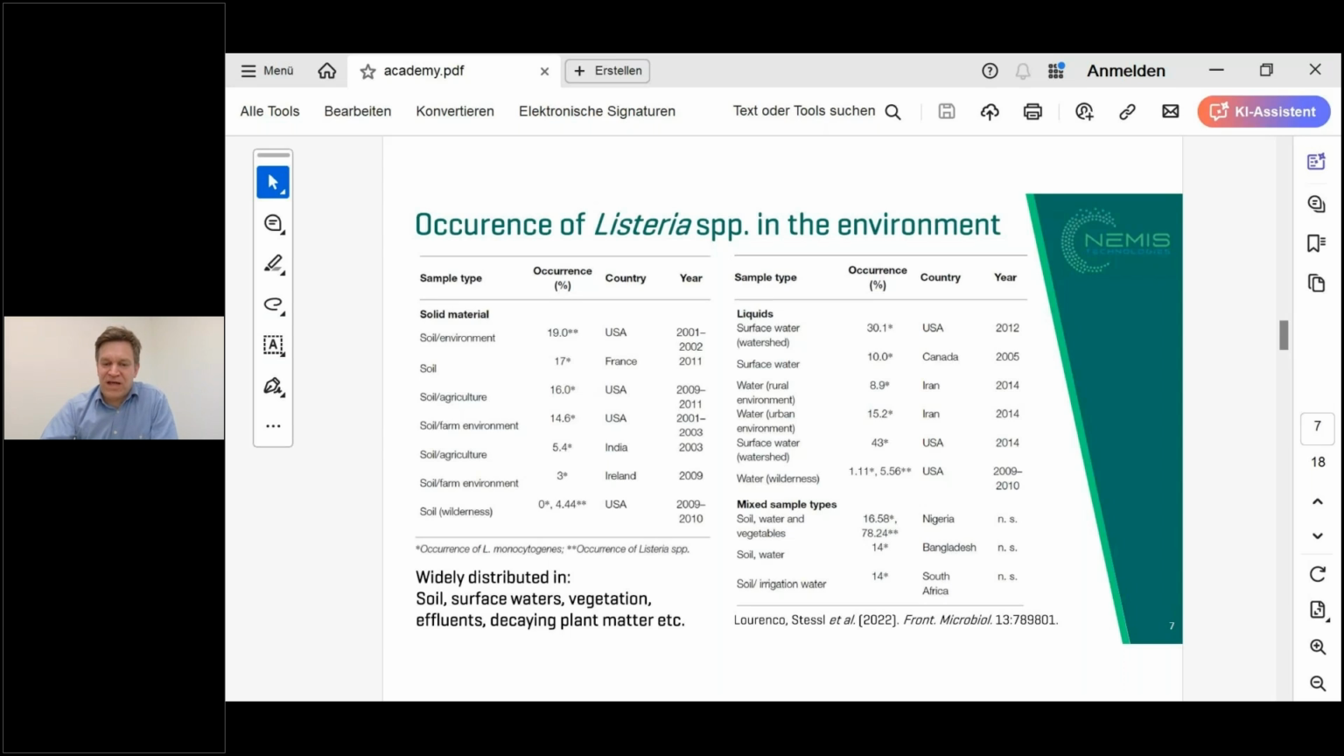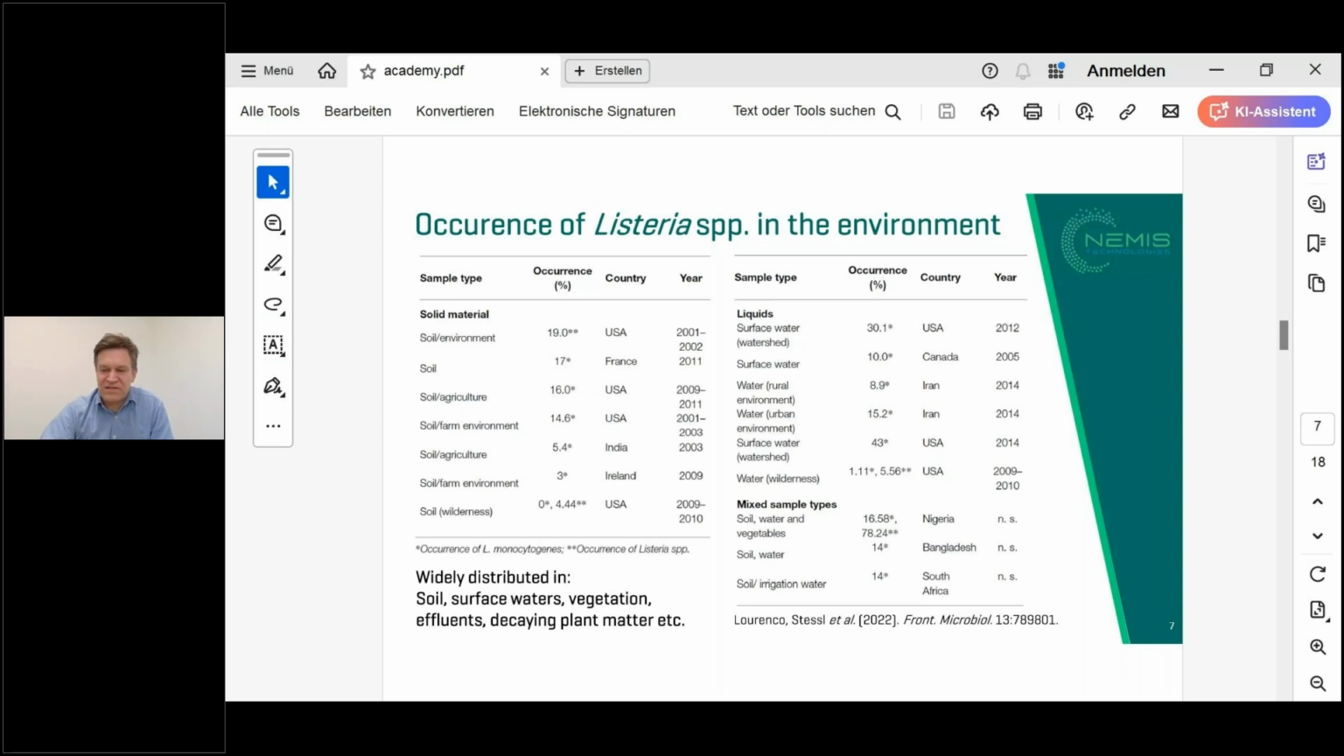This is mainly data for L. mono, which is the most relevant for public health, but in a few cases also Listeria spp., and usually the numbers for Listeria spp., which in the end include L. mono, are higher than for L. mono, which makes sense because that's a broader set of microorganisms. And the percentage of samples which are positive can be quite high, up to 20% or 30% even. If you go to tropical countries like Nigeria, you can even have up to 78% of soil, water, and vegetable samples positive for Listeria spp.